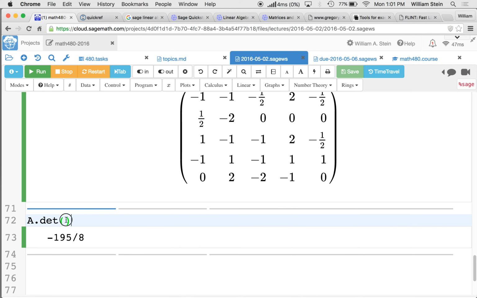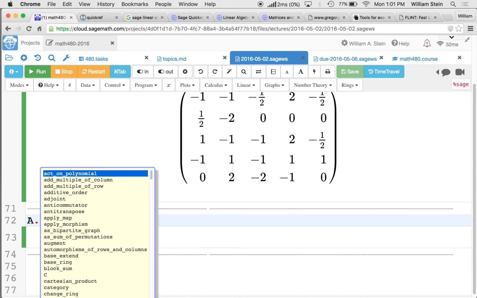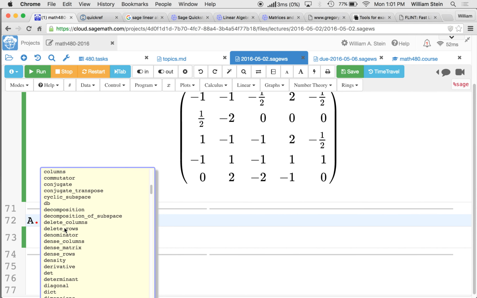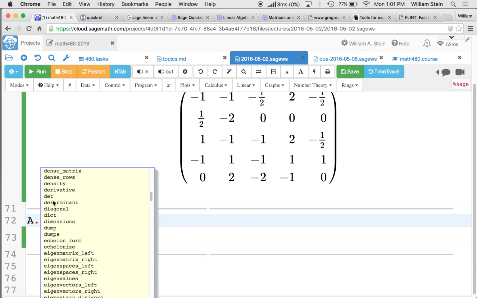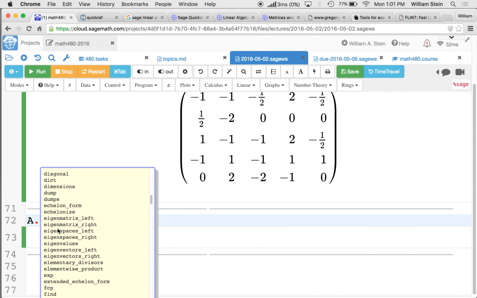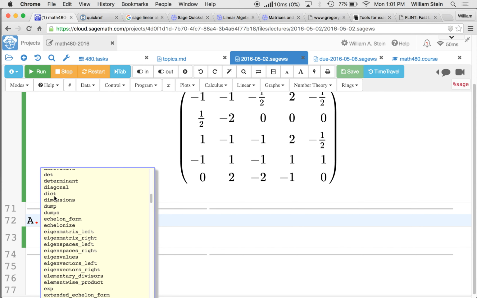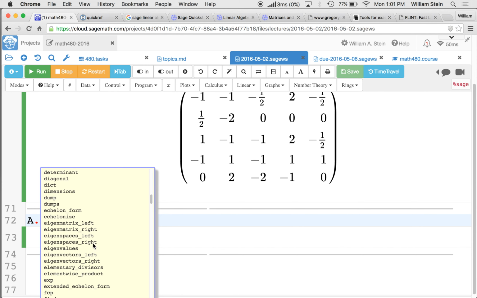So let's just take a look at what happens when you do a.tab. You can see a large list of functions. There's over 200 things listed here. Some are aliases, det and determinant are identical. Some are kind of obviously really easy to implement, like diagonal. But others are much deeper, like eigenspaces, right? Okay, let's try that one.